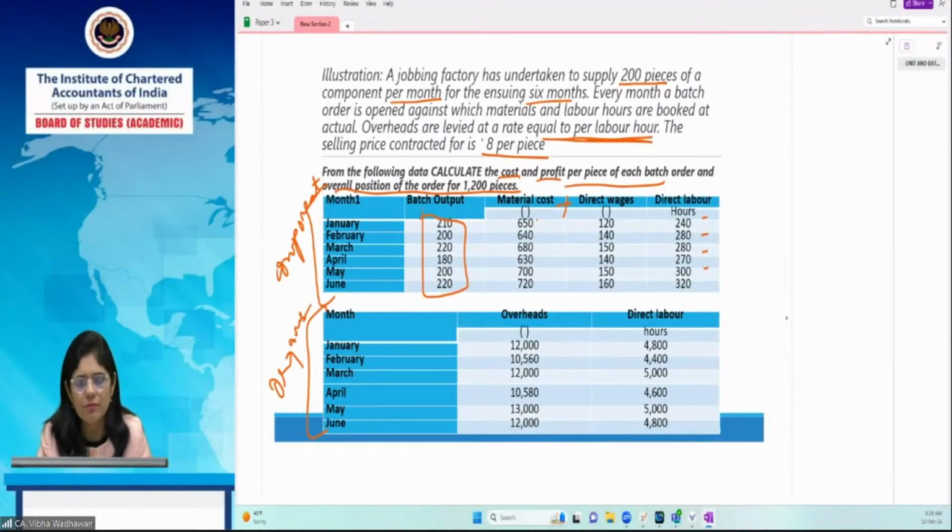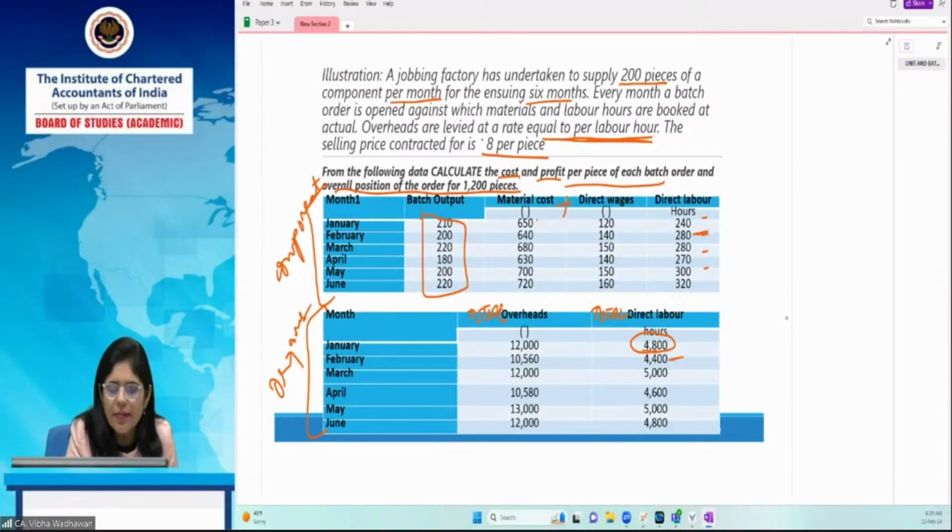Whatever has been produced, all right? So out of 4,800 labor hours in January, 240 labor hours are used on this component. In February, out of 4,400 labor hours, the total 4,400 in the entire organization, 280 labor hours are used on this component. Clear? So this is the total direct labor hours, and these are total overheads. So this is going to help us calculate the overhead rate per labor hour.